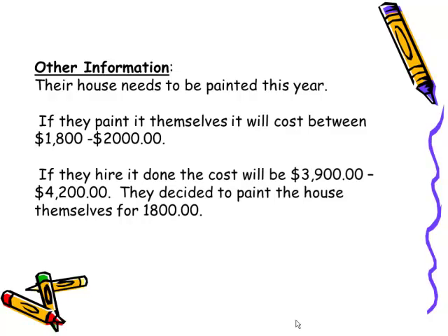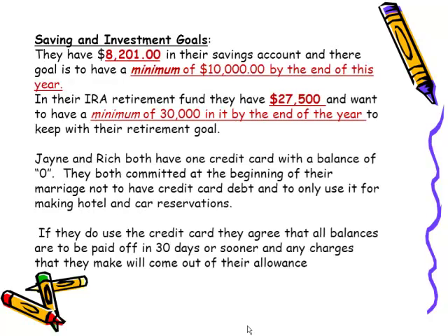For this problem, we're going to say that they've decided that they're going to do it, and it's going to cost them $2,000. Okay, kind of a trick. If you didn't listen to this, that's going to be the catch. Okay, so $2,000 to do the painting, and they decided to do it themselves.